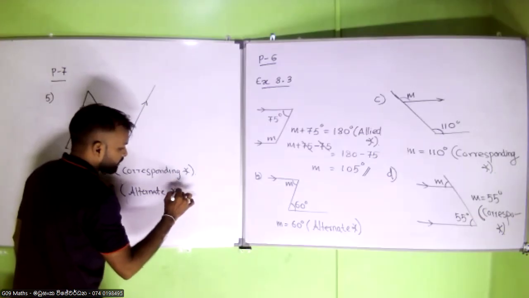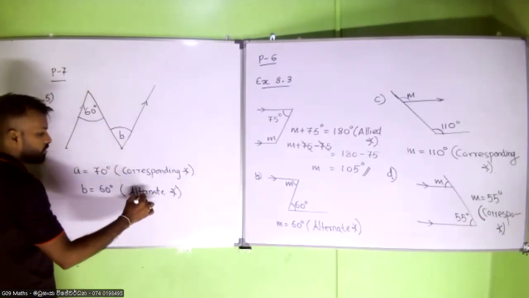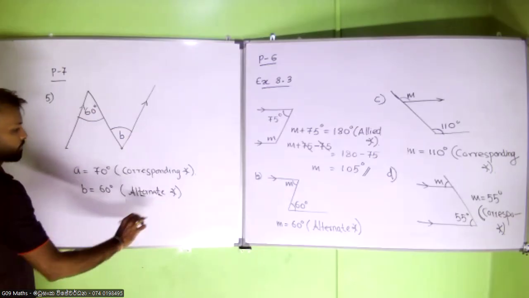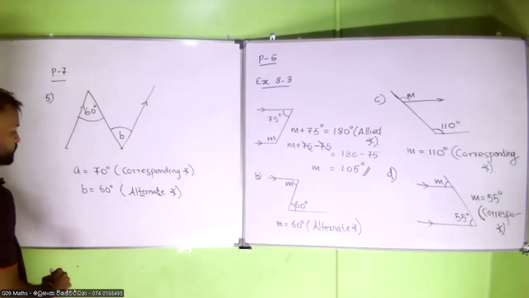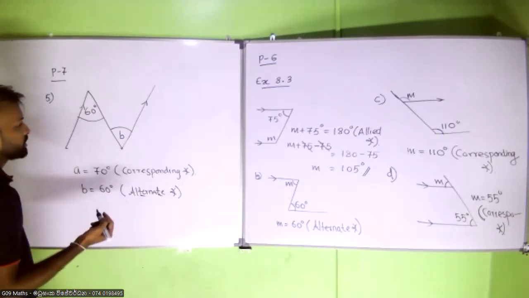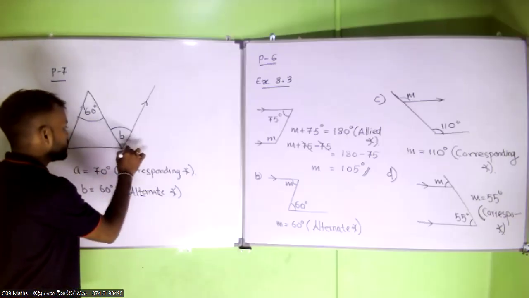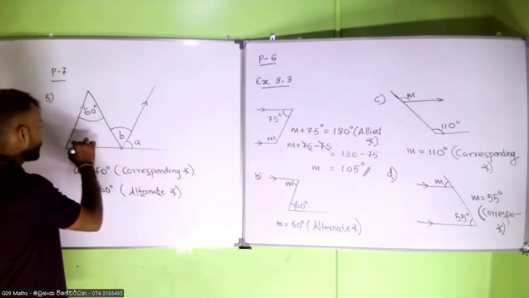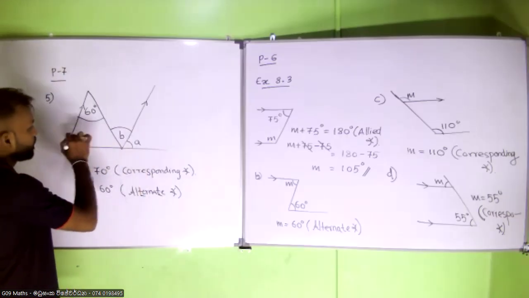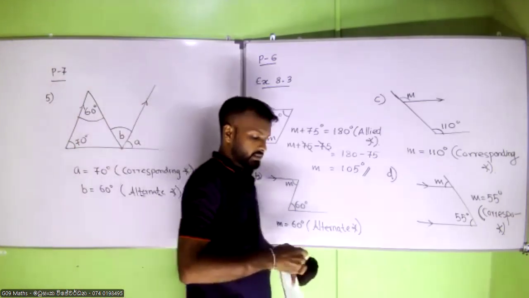Alternate angles. Alternate angles. Correct? Done. A is equal to 70, B equals 50. Done. Perfect. Correct? So this is the full figure. A is 70. So you need to see that.